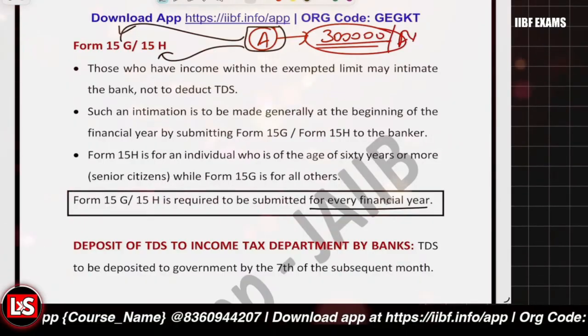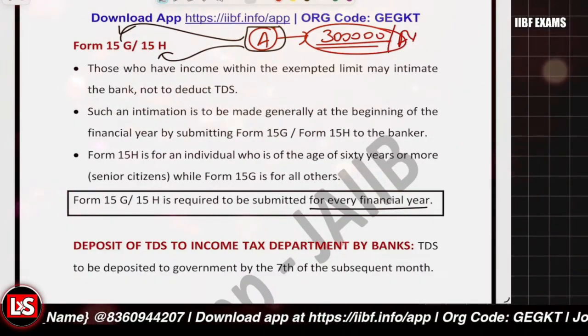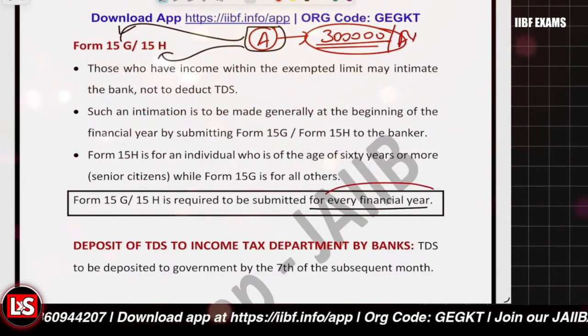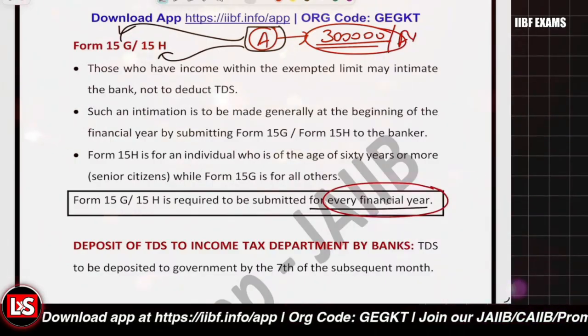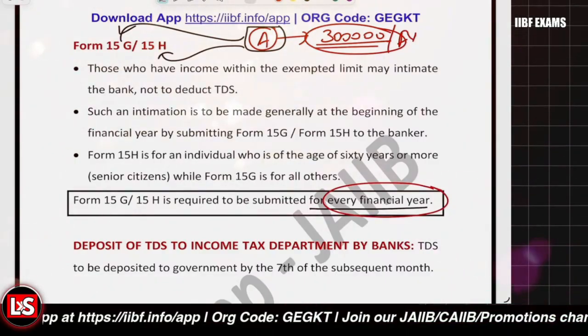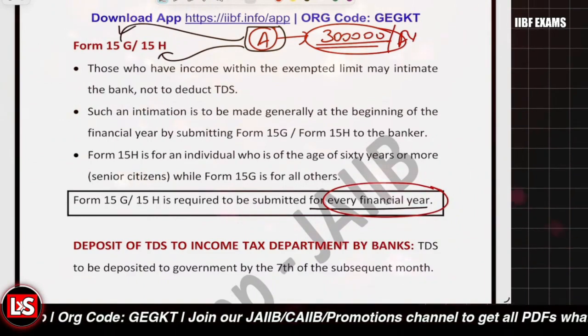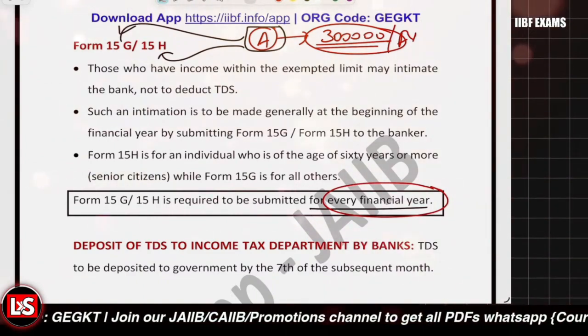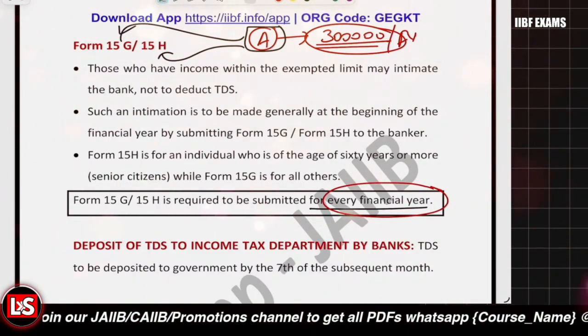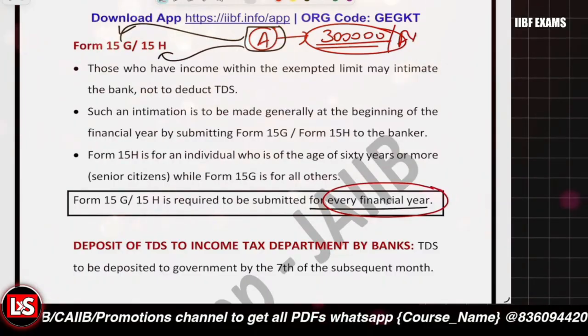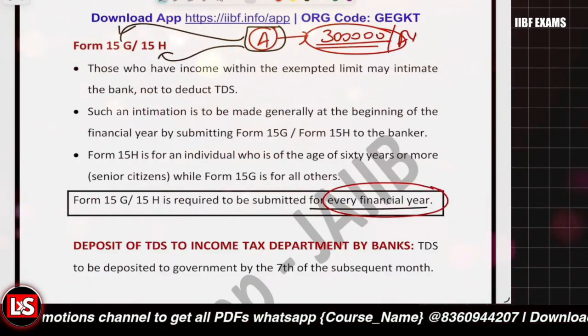This is to be submitted for each and every financial year. It's not the case that if you have submitted the 15G or 15H form in one year, it will be applicable for the other year. No, you have to submit it every financial year, and it's valid for one financial year only. And further, it is to be submitted at the beginning of each financial year. Clear?